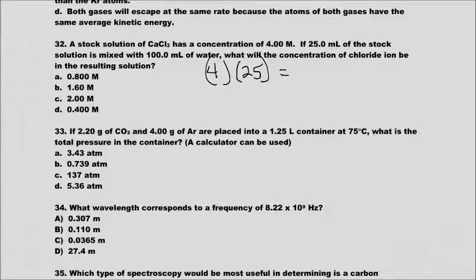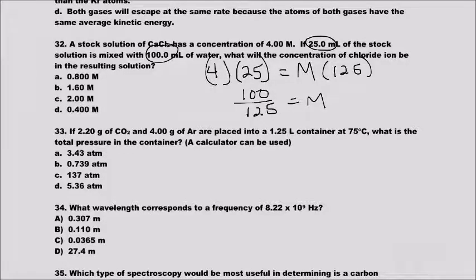Equals, and we're just solving for molarity here, and we need to address that it did say specifically chloride ions. Then be careful, because if we had 25 and we add water to it, this is a place that would be easy to make a mistake. The total volume is 125. So basically we end up with 100 divided by 125, and that equals the molarity. When we reduce that, we would get a concentration of 0.8 molar.